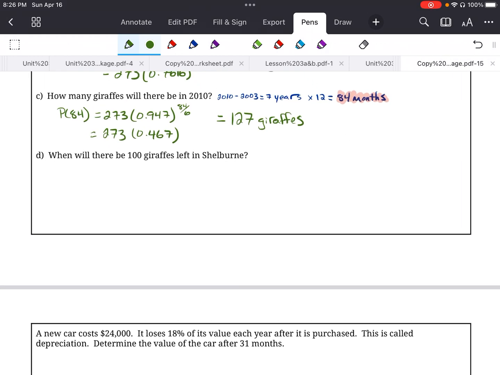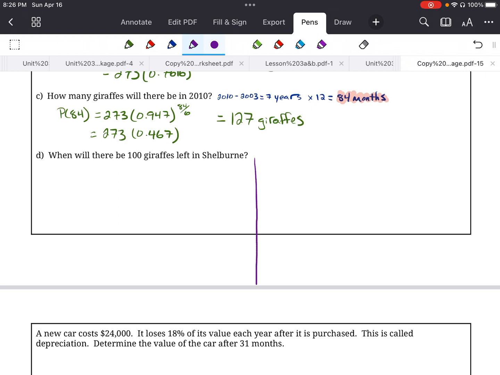Now for the one where I'm going to give you options. When will there be 100 giraffes? Now it's giving us the population and it wants the time. Okay, so there are two ways to do this. There's trial and error, and there's logarithms. So we're going to split right down the middle here. We'll do trial and error.